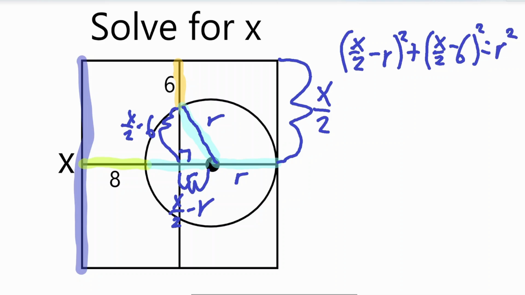Alright, a method that I'm going to use is substitution, but in order to use substitution we need to find another equation. So let's see what we can have. So notice for this entire length we have this r here and 8, which means this whole length is equal to x. So that's basically x is equal to 8 plus 2r. Alright, so now we have two equations and we can use substitution.